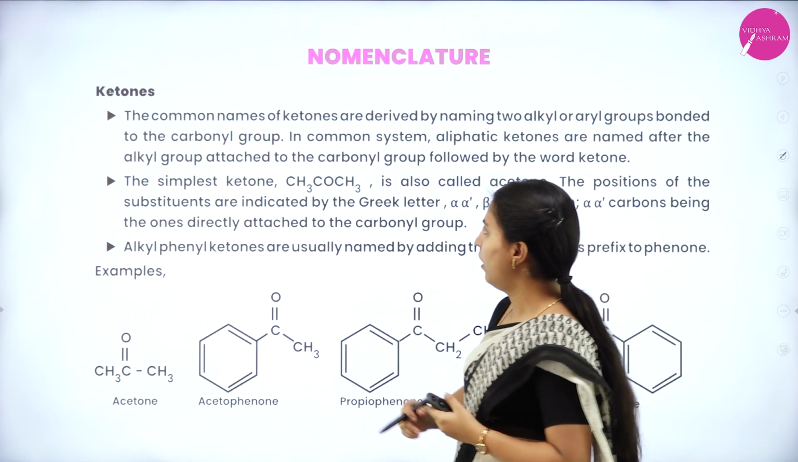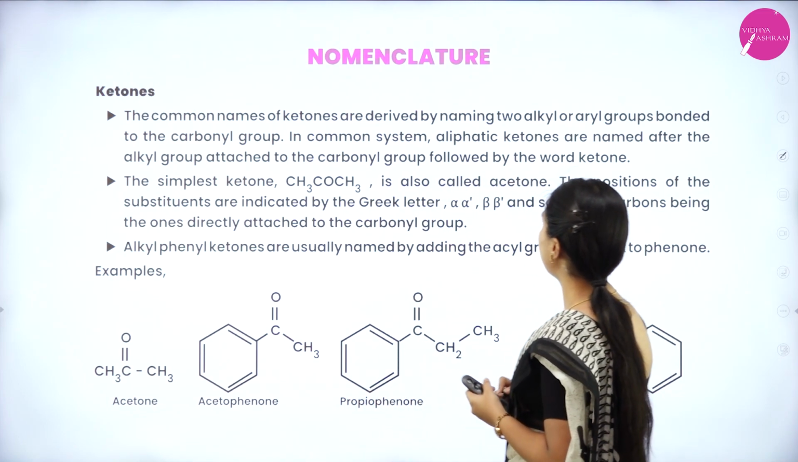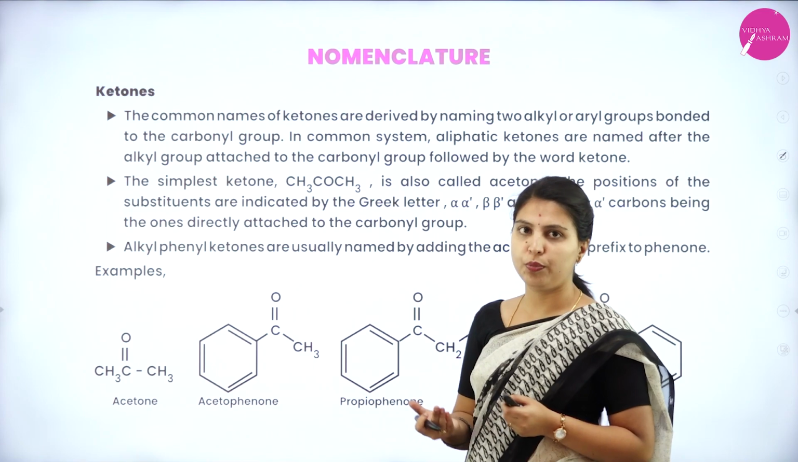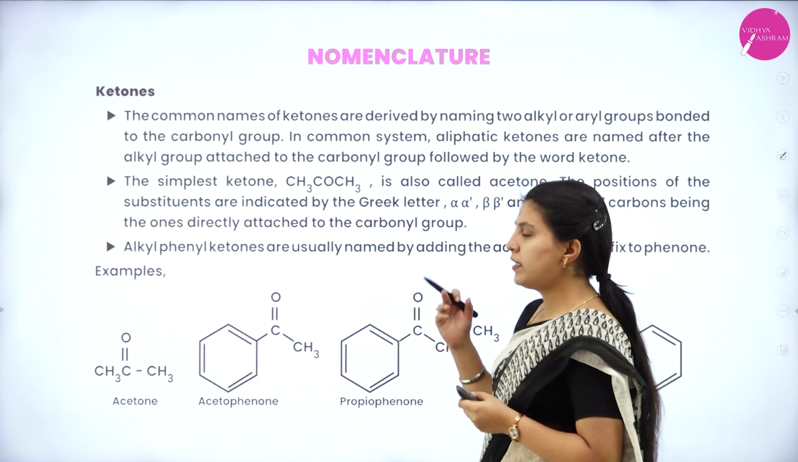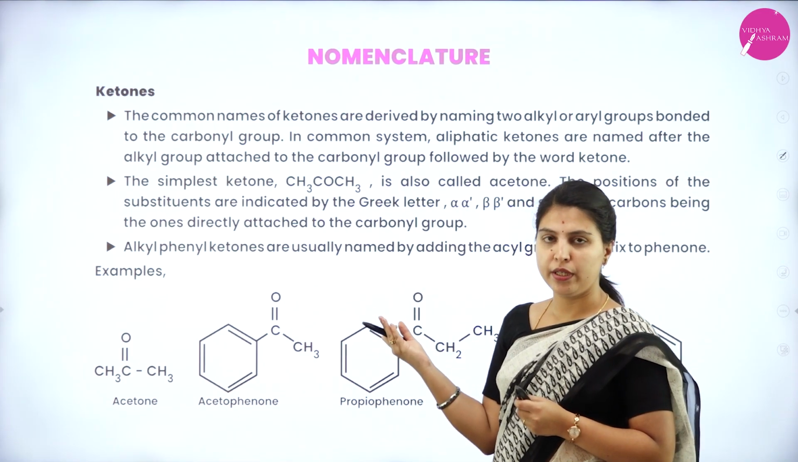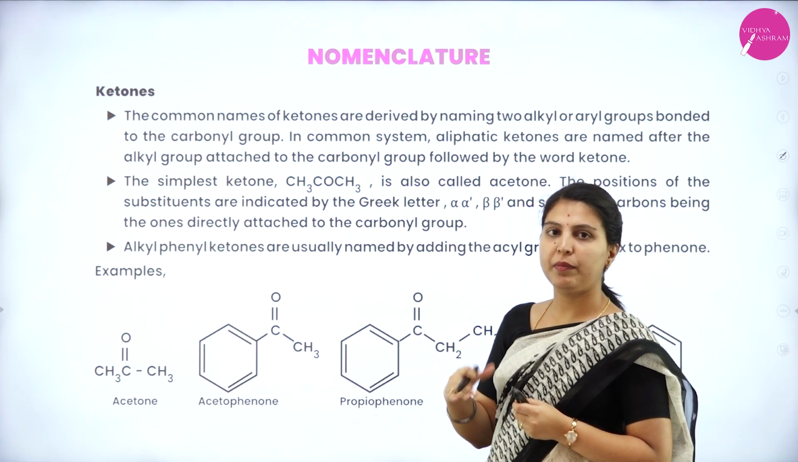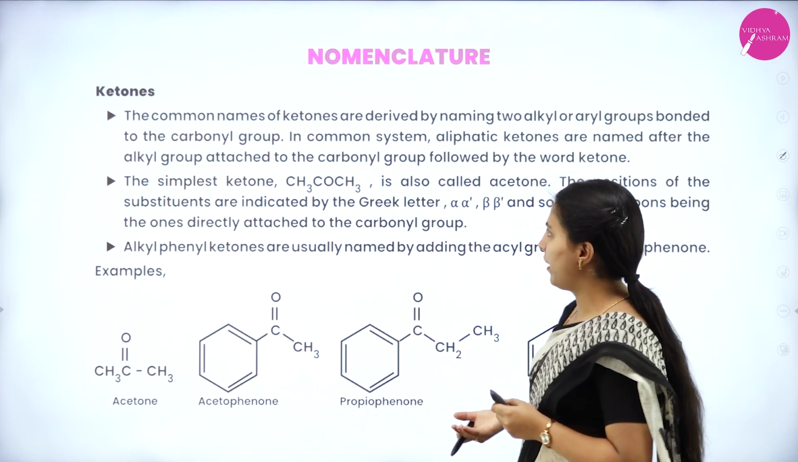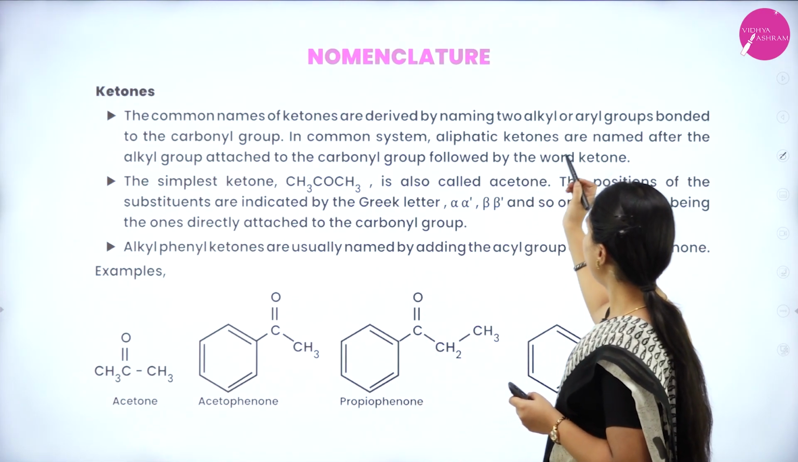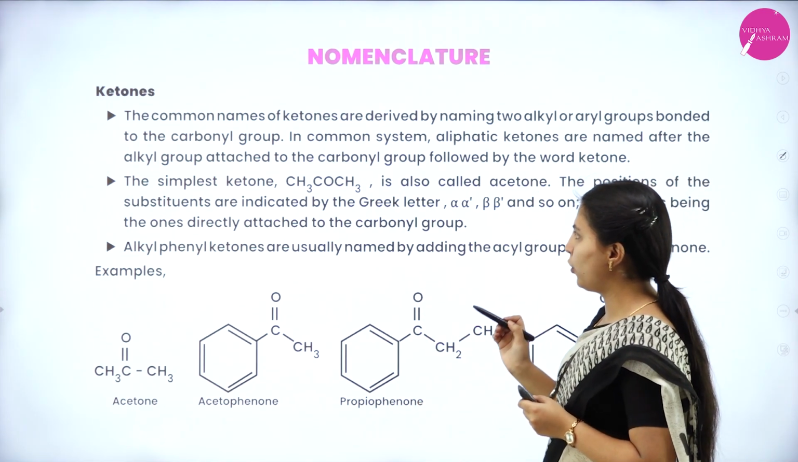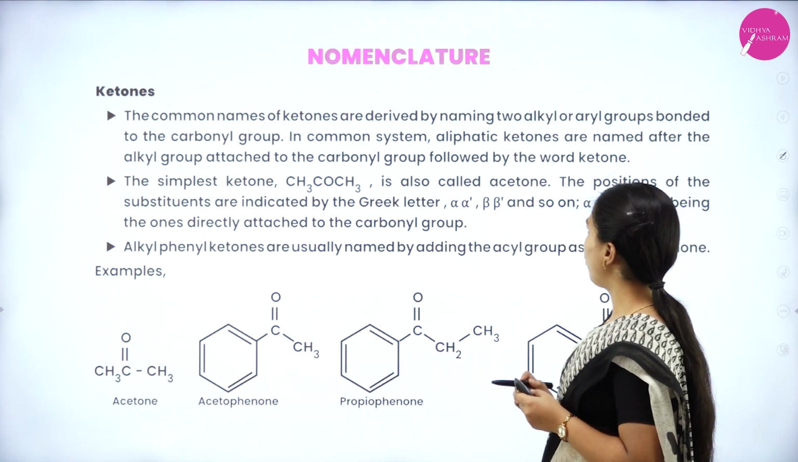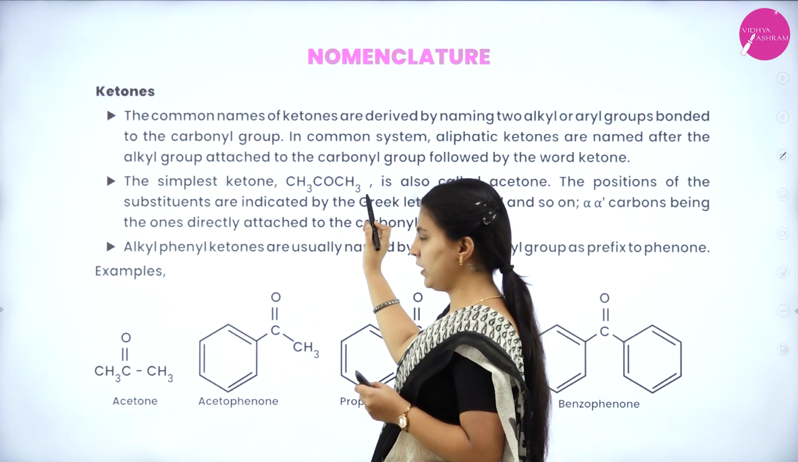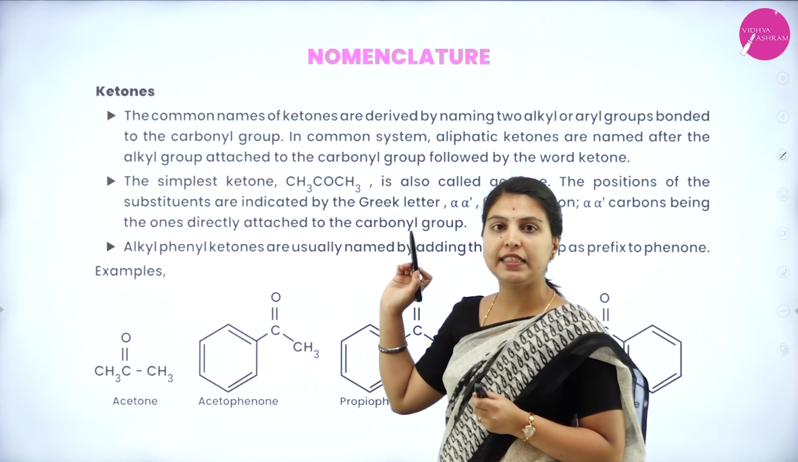Next, ketones. The common names of ketones are derived from the naming of two alkyl or aryl groups bonded to the carbonyl group. I have written C=O, R and R'. It may be two alkyl groups, or two aryl groups, or one may be alkyl and another aryl. In the common system, aliphatic ketones are named after the alkyl groups attached to the carbonyl group followed by the word ketone. The simplest ketone is CH3COCH3, which is acetone.